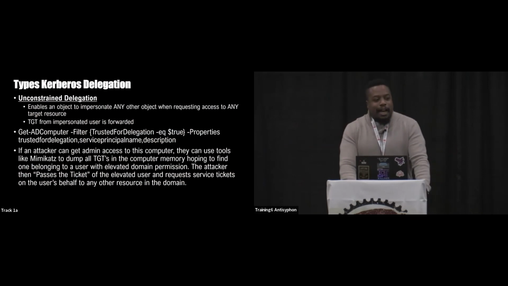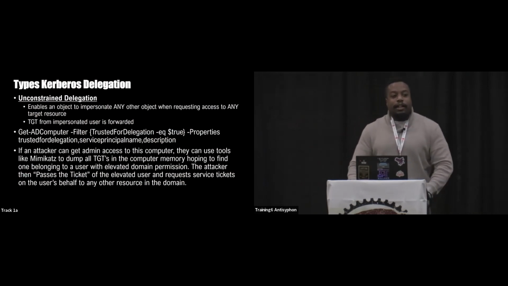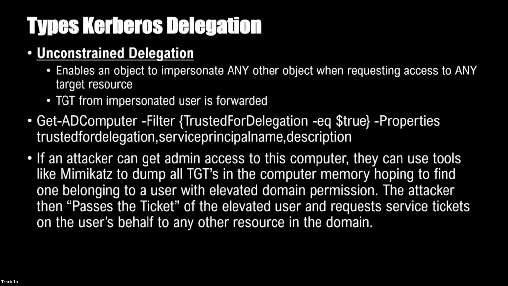There are 2 main types of Kerberos delegation. You've got unconstrained and constrained delegation. Unconstrained is by far the most risky of the types of delegation that exist. The reason for this is unconstrained delegation allows you to impersonate any other object in your environment when accessing any other resource in your environment.